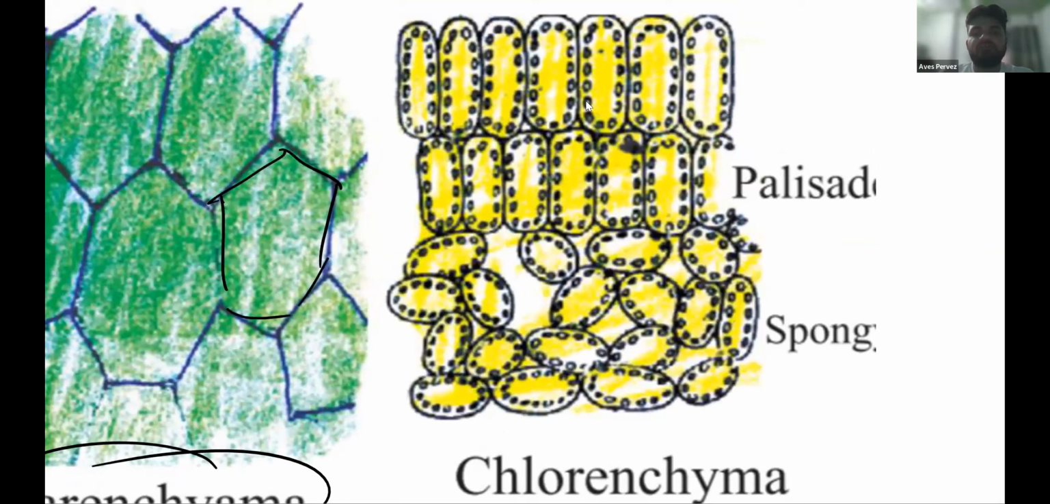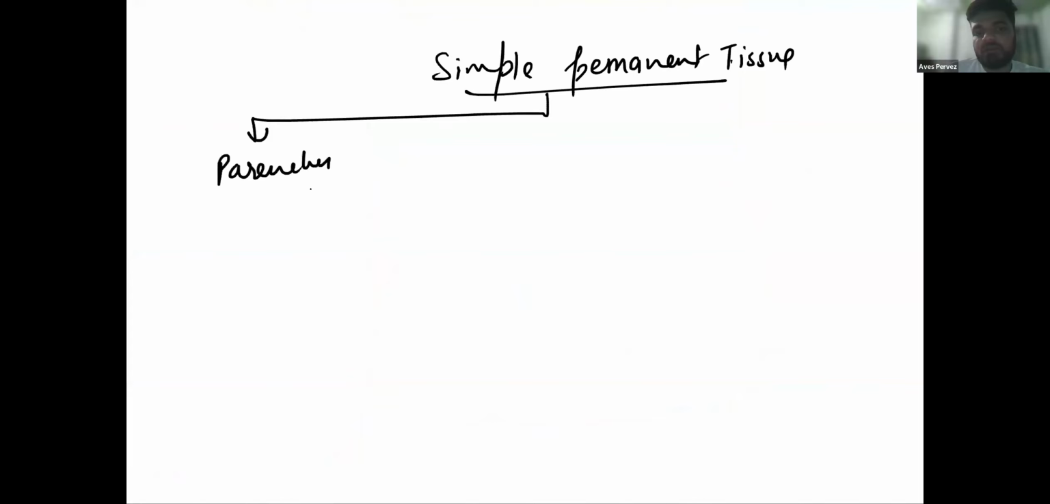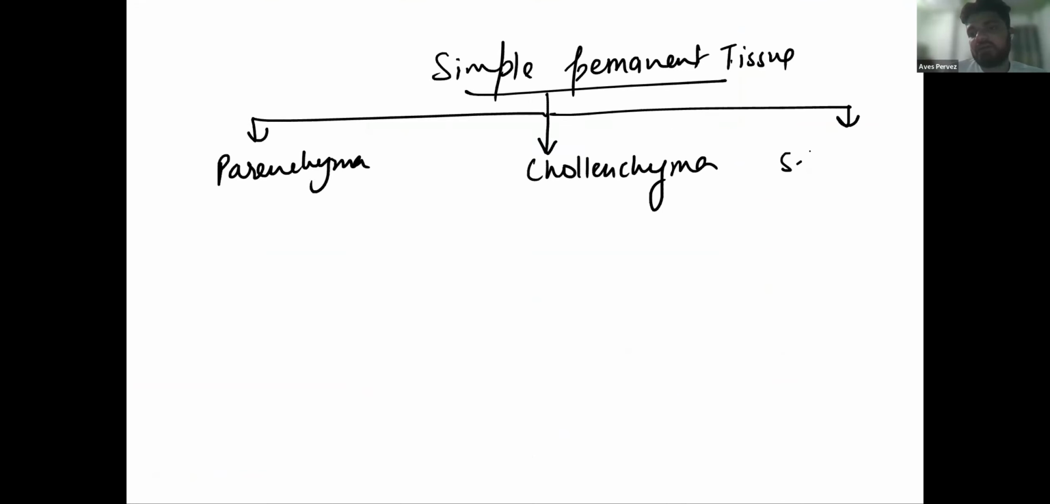So let us study each one by one, what is simple permanent tissue and what is complex tissue. I have taught you that there are mainly three types of simple permanent tissue. One is the parenchyma. Another one is the collenchyma. And the next one is the sclerenchyma.